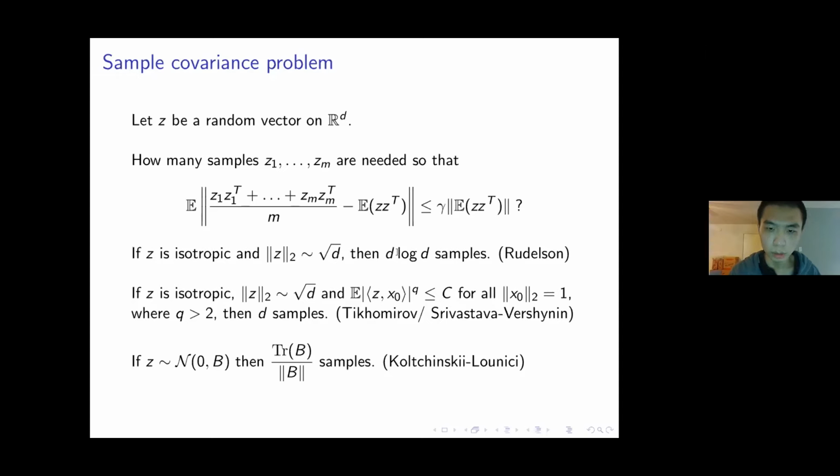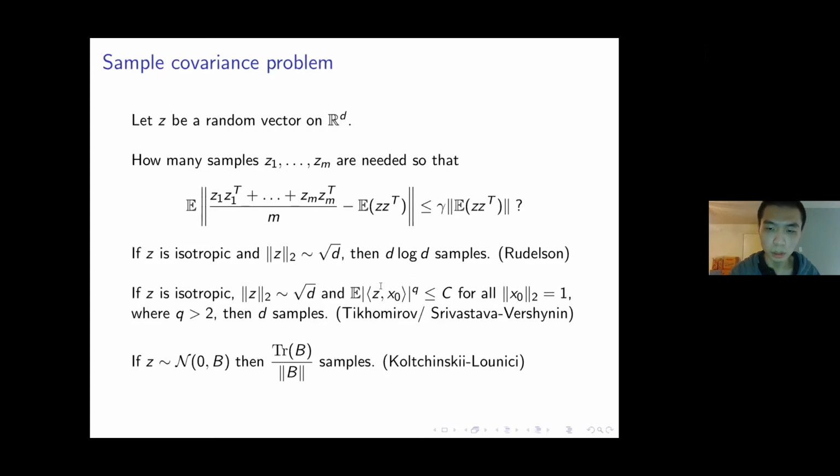If we want to remove the log D, then we need to impose more assumptions. Otherwise, there's the coordinate random vector, and for that one, we do need D log D. So we do need some assumption. So assume that each one-dimensional marginal is smooth enough. Isotropic only gives the Q equal to 2.